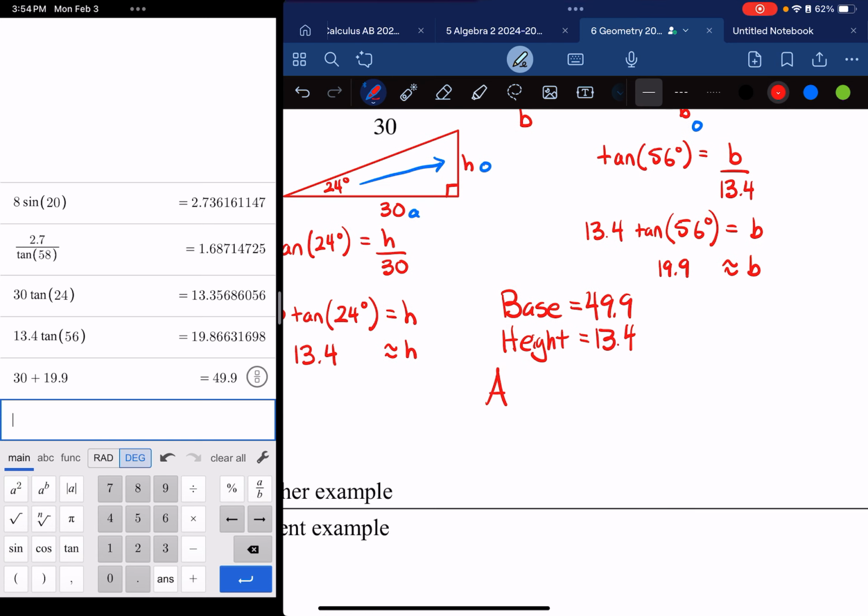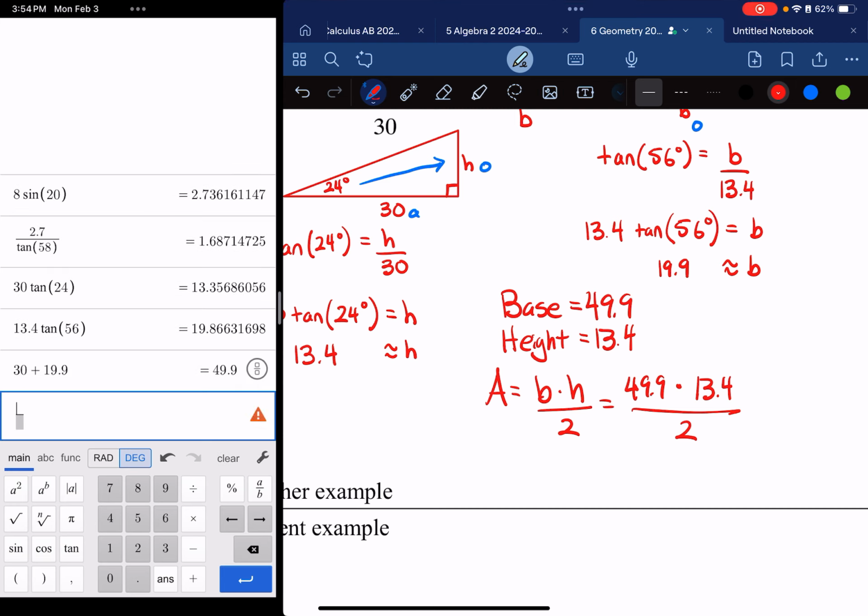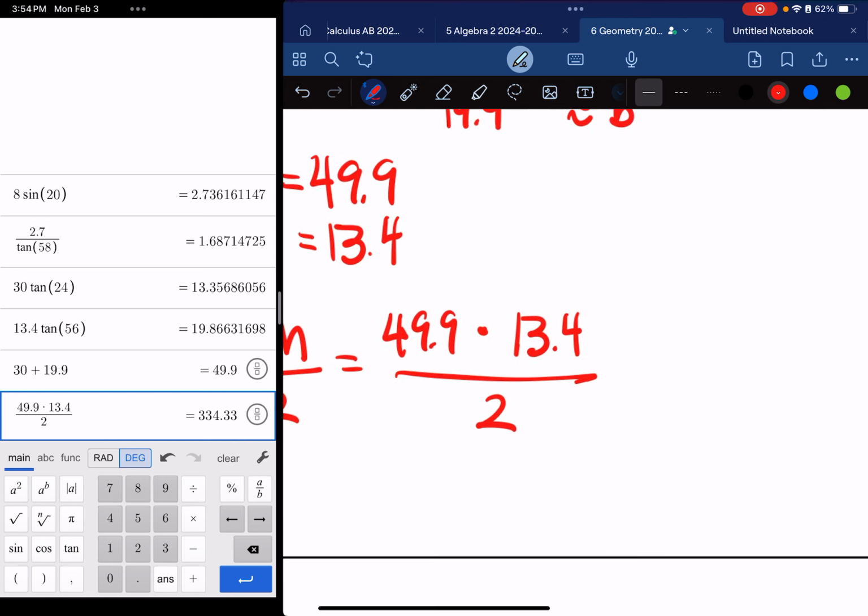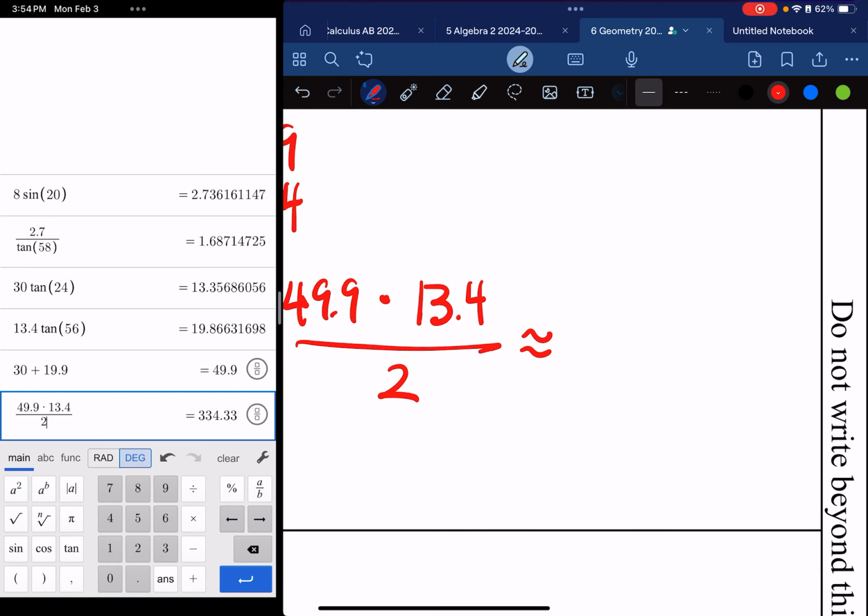So I have area is equal to base times height divided by 2. My base is 49.9 times the height of 13.4, and that's all going to be divided by 2. So calculator, here we go. I'm going to set up my fraction. On the top of my fraction, I have 0.9, I apologize, 49.9 times 13.4, and on the bottom part of my fraction, I have 2. And this is going to turn into, and again, I need to round this, so whenever I round, I do this approximately equal to, then 334.3. And there's my final answer.